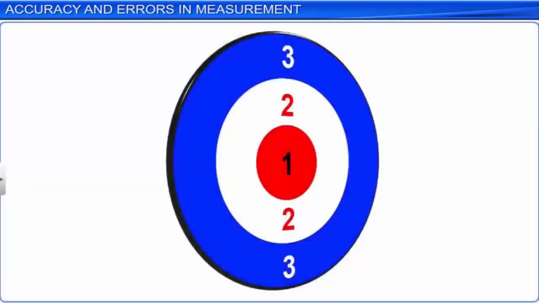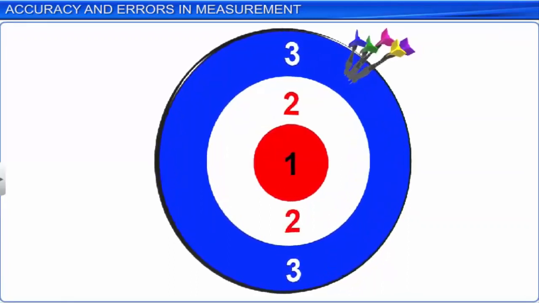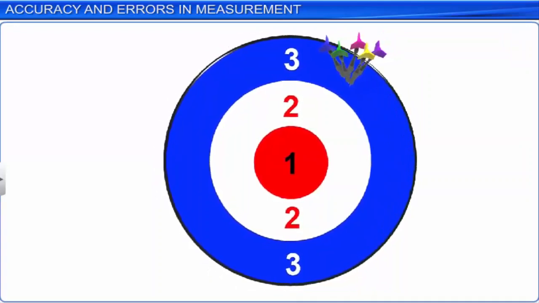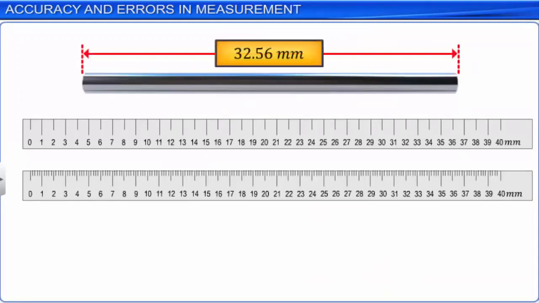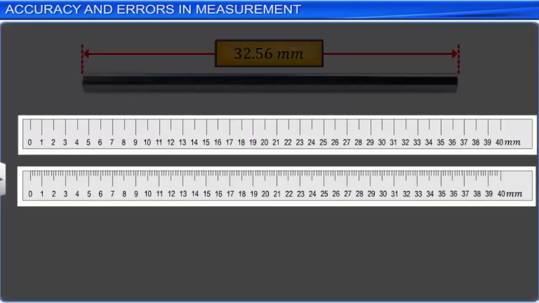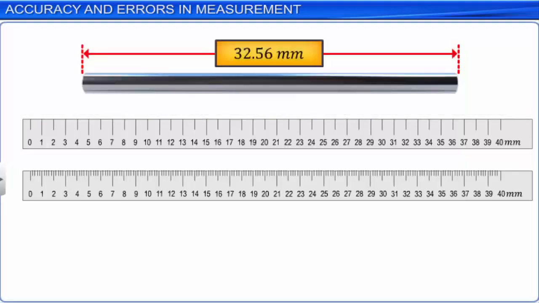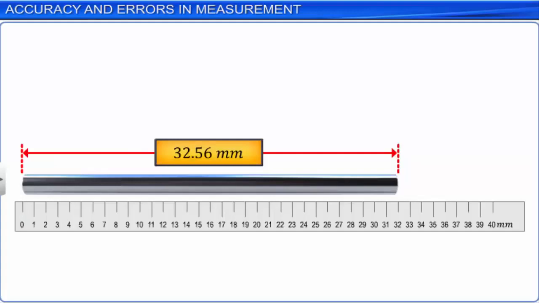Precision is the degree of resolution of a measured value when the same quantity is measured with different devices. If all 5 darts land at the same point, then the throws are said to be precise. Take, for example, an object whose absolute length is 32.56 mm is measured using 2 different instruments. Using the first instrument with a resolution of 1 mm, we obtain the measurement as 32 mm.